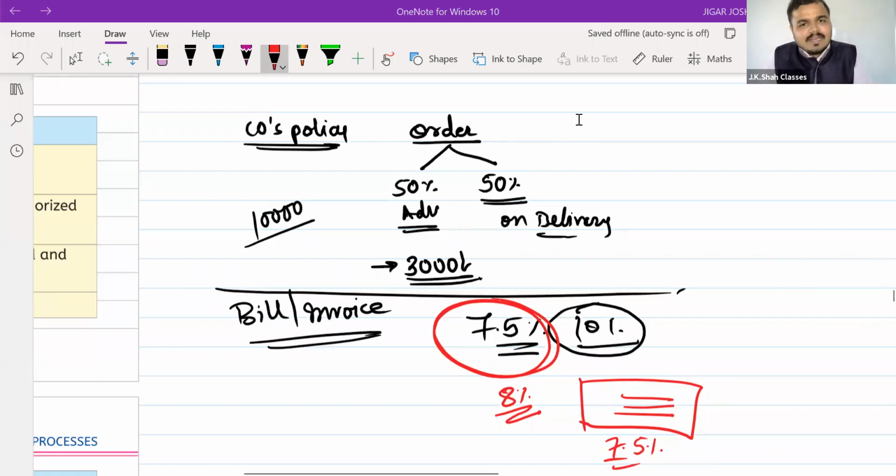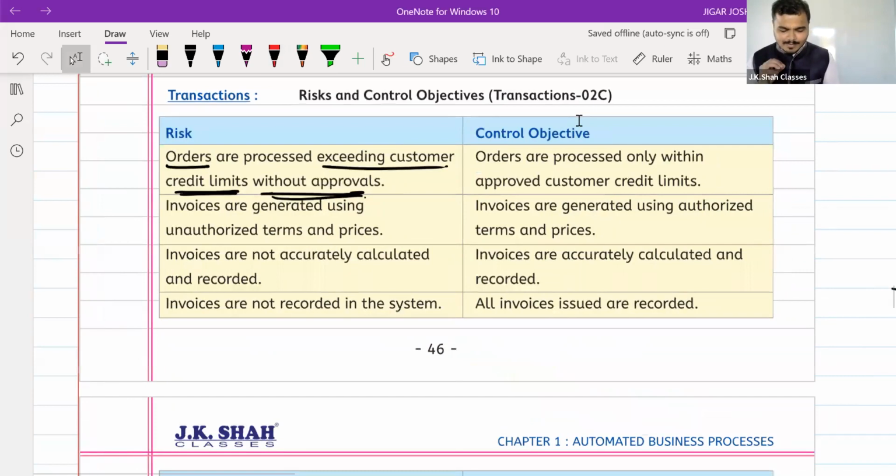Sir, it means very clearly that unauthorized bills may be generated. The manager may give a discount of 10% or 15% to you, sir, and the bill will be generated, but it's a tremendous risk, sir. So we should have the control that a bill cannot be generated on unauthorized terms and conditions. Understood? Yes, sir. Now, my dear chartered, my work is over.